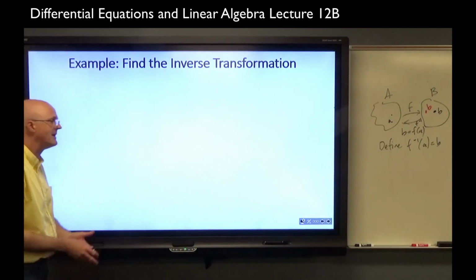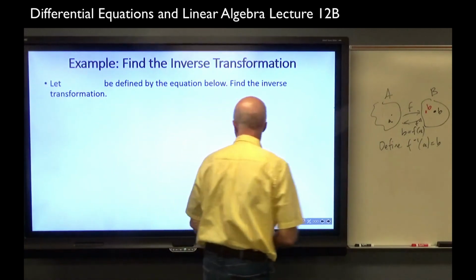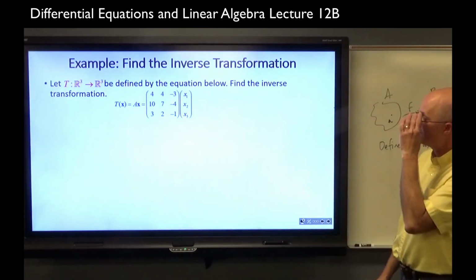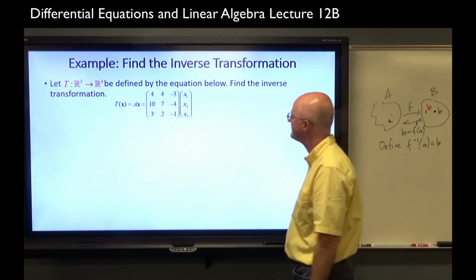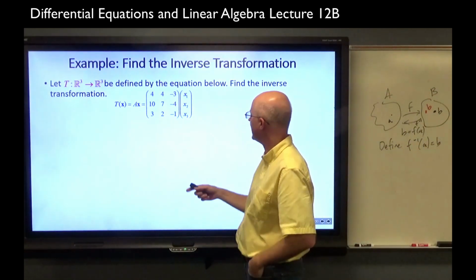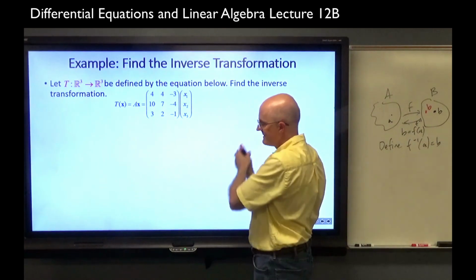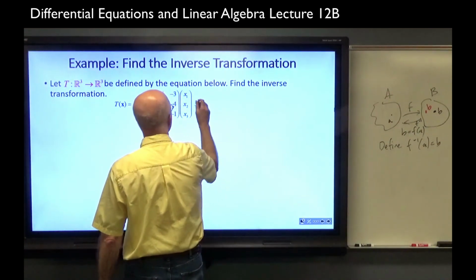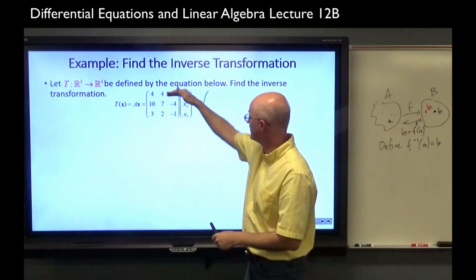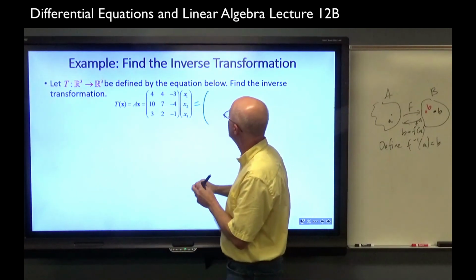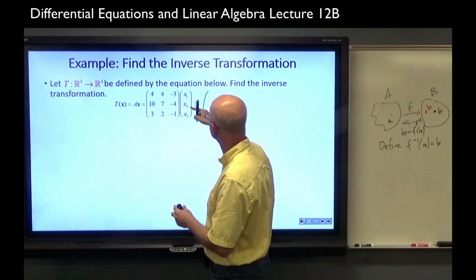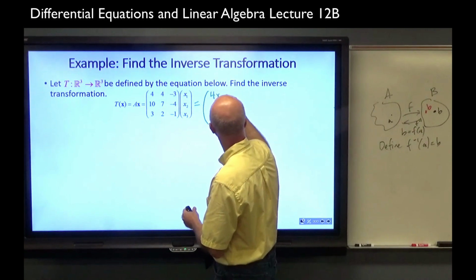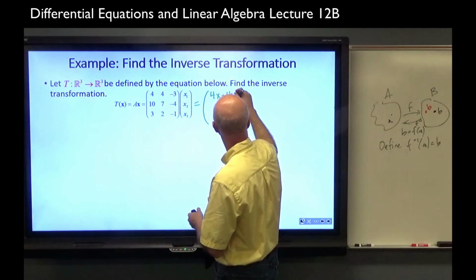Here's an example. I'm not going to take the time to double check all the calculations. Here's our linear transformation from R3 to itself. Here's our matrix. I could simplify this. Maybe I should quickly. Thinking in terms of dot products of rows with this column vector, 4x1 plus 4x2 minus 3x3, whoops, is the first component of the output.